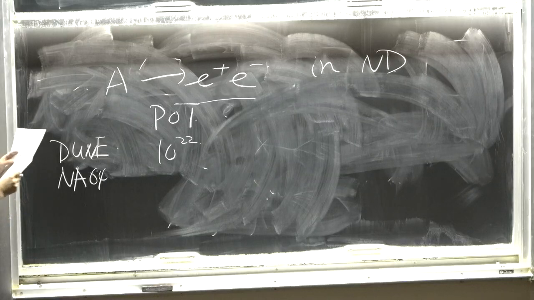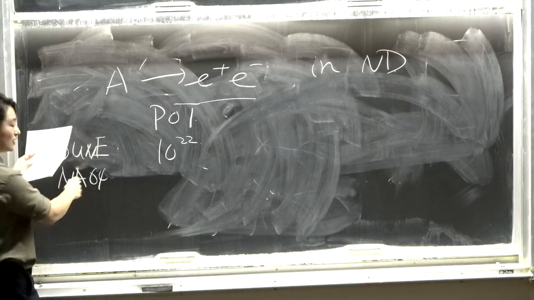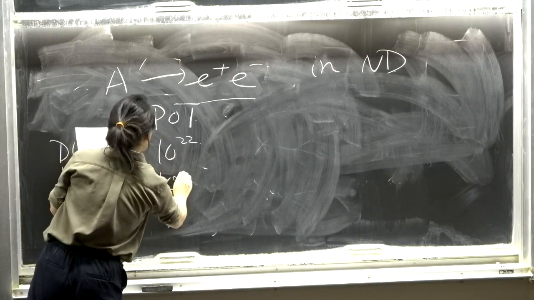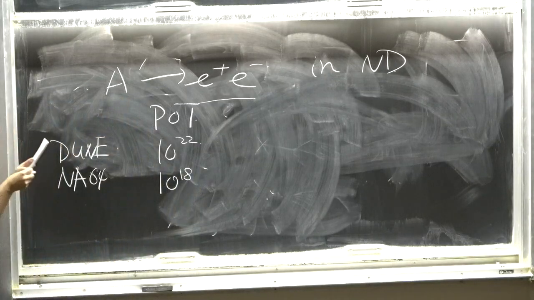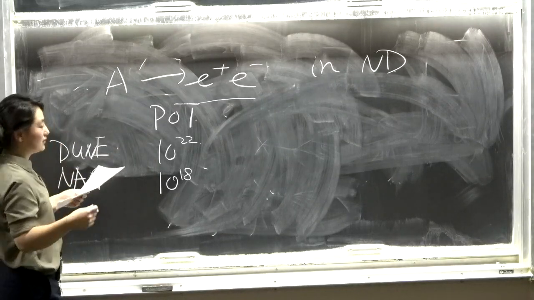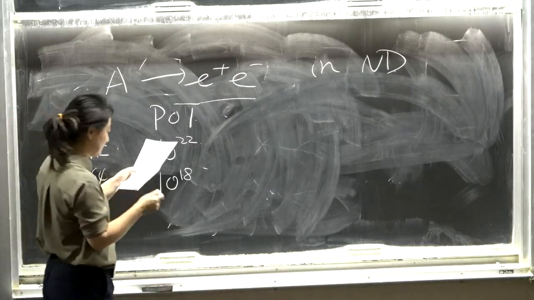a typical beam dump kind of experiment people look at, so I will just copy NA64 as the example. So it's 10 to the 18. Or some other experiment you might hear of, for instance, FASER would have something like 10 to the 17, and SHiP will have something like 10 to the 20. So DUNE actually has higher POT than any of these experiments.